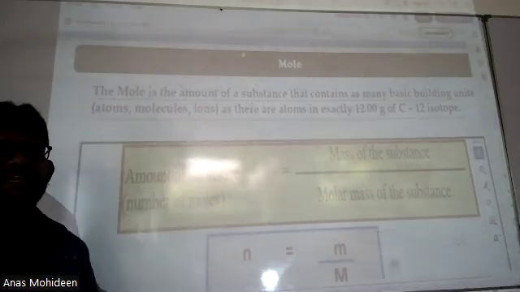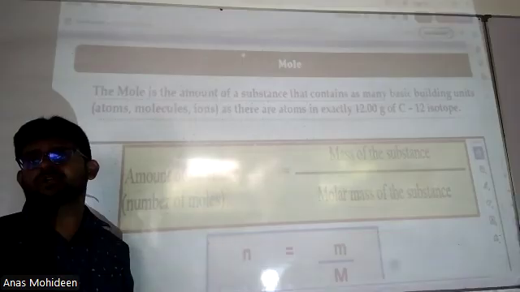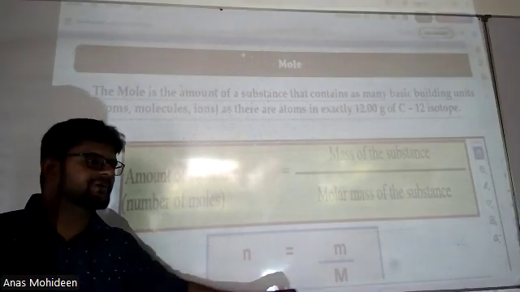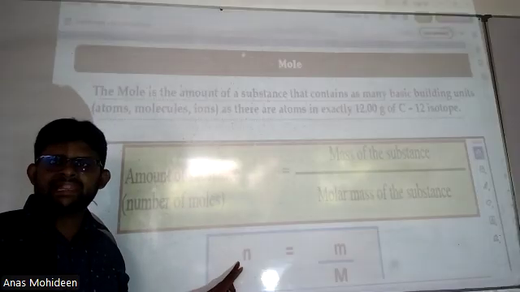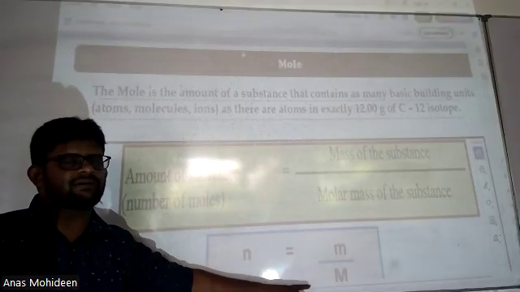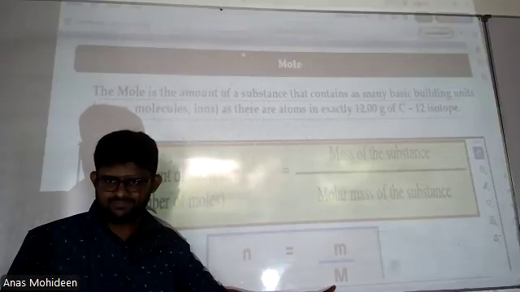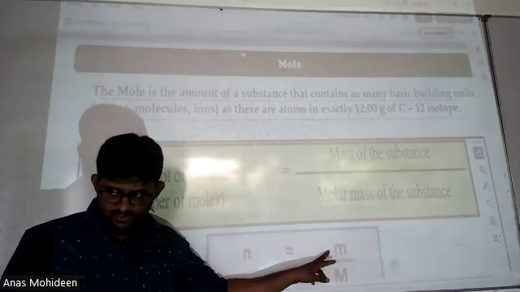Right. What is the formula here? This is one of the very important formulas in chemistry. N equals small m over capital M. What is this? Moles equal given mass over molar mass.